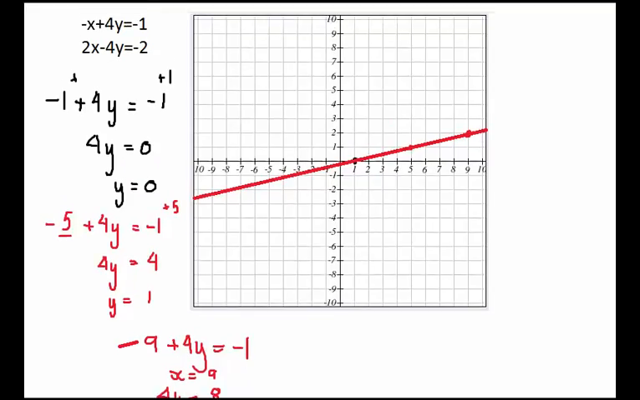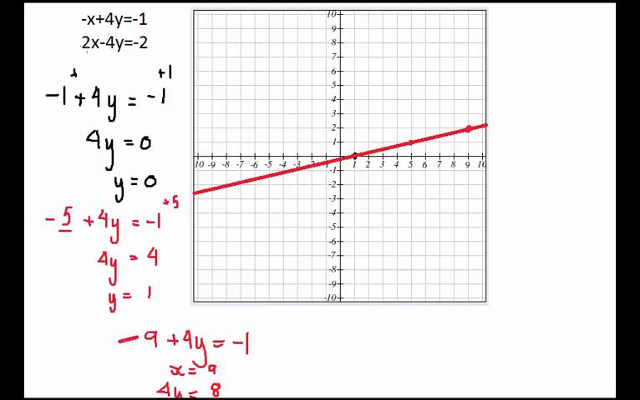If I do now the same thing for this other line, 2x minus 4y, let's choose y this time. It doesn't matter which one you choose. We're going to make this one equal to 0, so we get 2x minus 4 times 0 is equal to negative 2. So we get 2x is equal to negative 2, which means x is equal to negative 1.